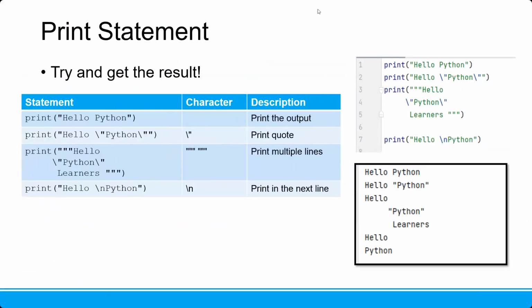So I give this description. If you want just to print the output, you can put the double quote. If you want to print the quote inside the result, you can put the backslash double quote. If you want to print multiple lines, you need to use the 3 double quotes. And if you want to print in the next line, you can use the backslash n.